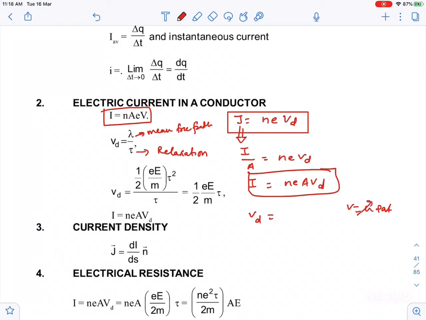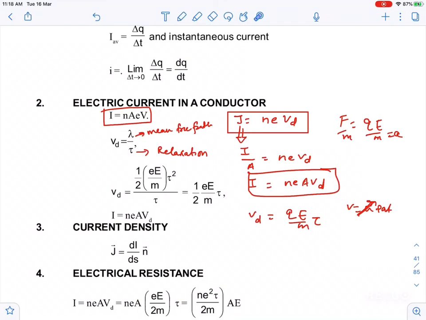So I can write this. Initially, when electrons travel, they have thermal speed when there is no potential difference applied, and the sum of all thermal velocities is 0. So the initial speed is 0. I have to consider the charge q. Acceleration can be written as QE by m, because we have earlier discussed F is equal to QE, and when divided by m, this gives you acceleration. Acceleration is equal to QE by m. So Vd is QE by m into tau.